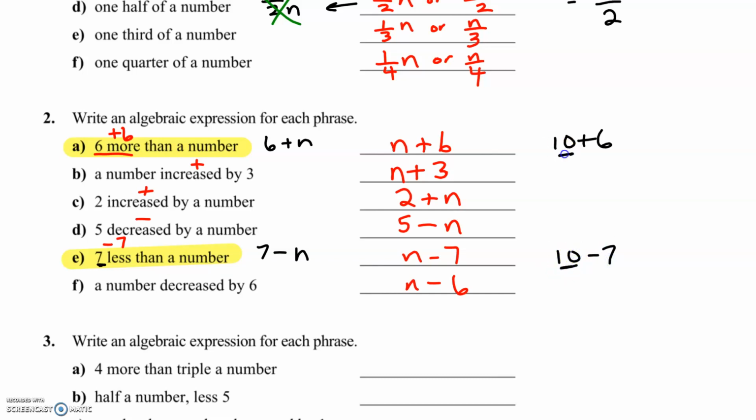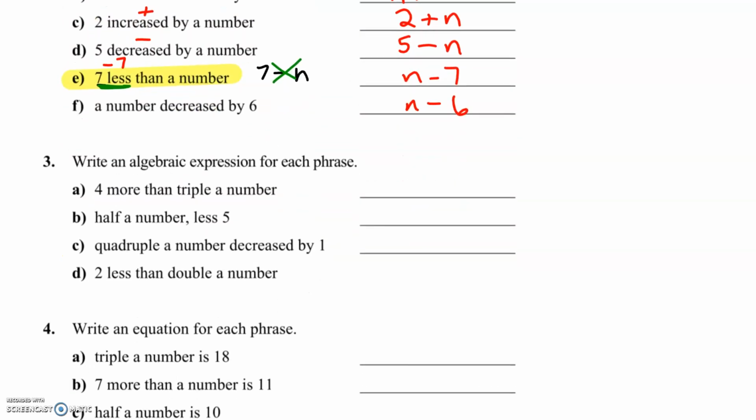So that 10 is representing that number. So that's the part that you do first. So I just want to make it clear. And we'll put X's through here so we know. So you got to watch out for the wording when it says 6 more or 7 less, that it doesn't go in the same order.